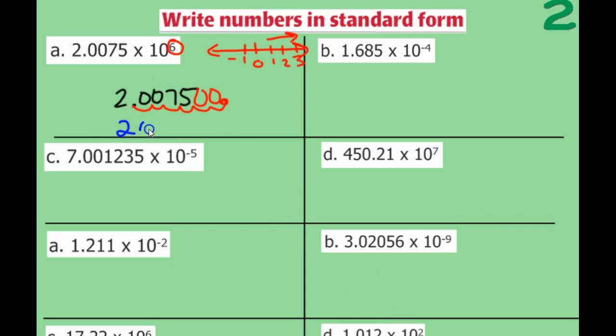So if you want to rewrite it, you can. 2,007,500. Alright, let's try another one. 1.685. We're moving this time 4 spots, but it's negative. Negative numbers are to the left. So 1, 2, 3, 4. And fill in every spot there with a 0, unless there's already a number there like that first one.